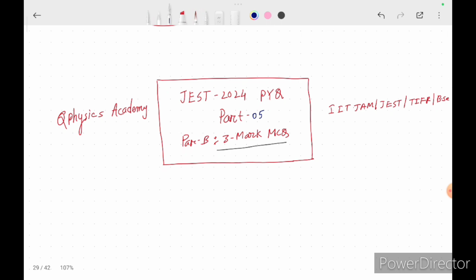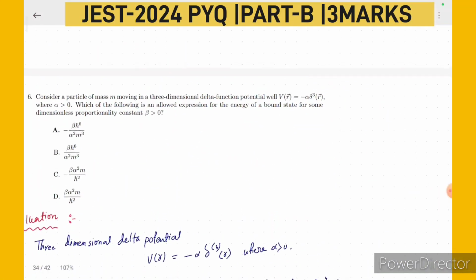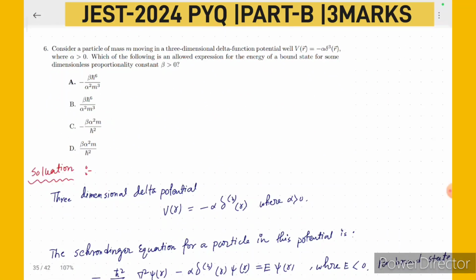So let's start our lecture today. This is our question number 6. Questions 1 to 5 we already discussed in part 4. So this is part 5 of the Part B JEST 2024 solution series.